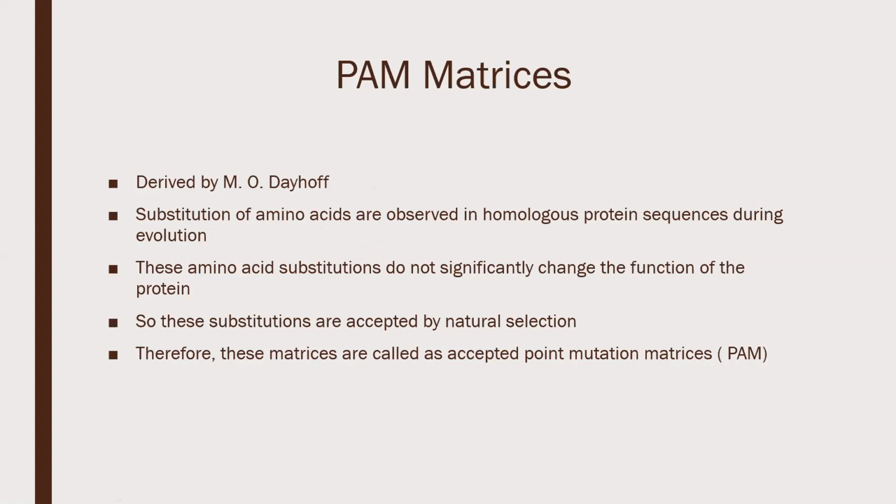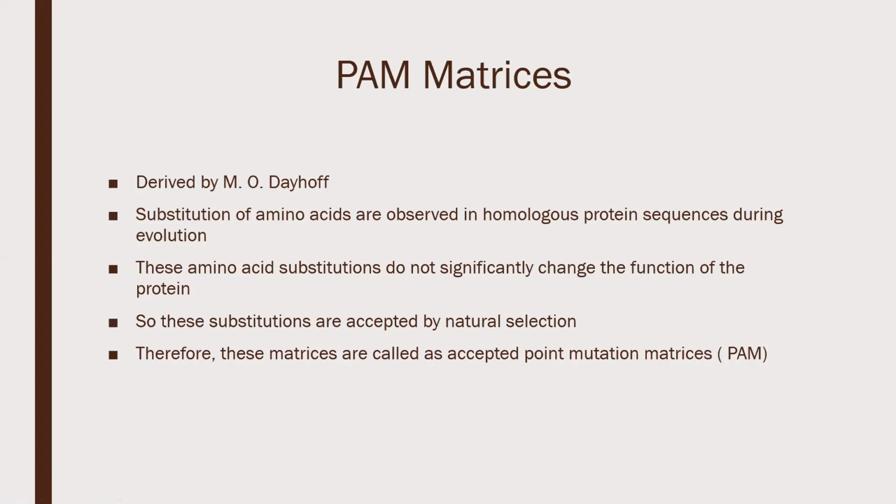When these amino acid substitutions happen, they do not significantly change the function of the protein. That's how these substitutions are accepted by natural selection. That is why these matrices are called accepted point mutation matrices, or point accepted mutation matrices.